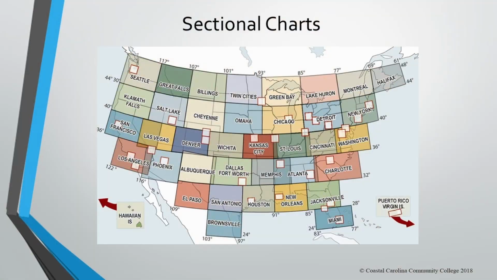The biggest in terms of coverage maps are called sectional charts. As you see above, the United States is broken up into a series of sections. So I live on the North Carolina coast, so I am in the Charlotte sectional charts. So these are broken down into these charts. These are the charts that you will typically see in your test supplement.